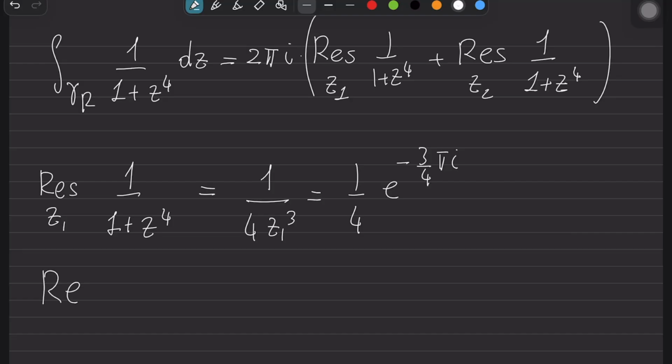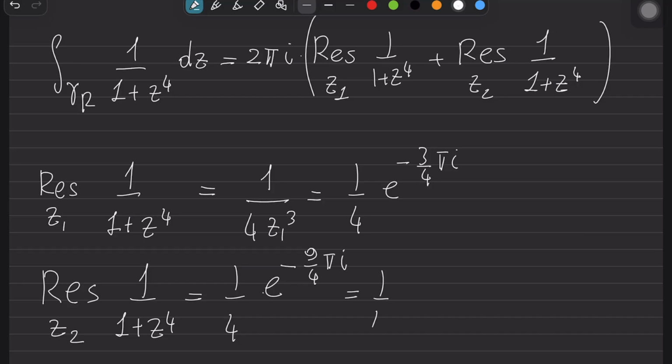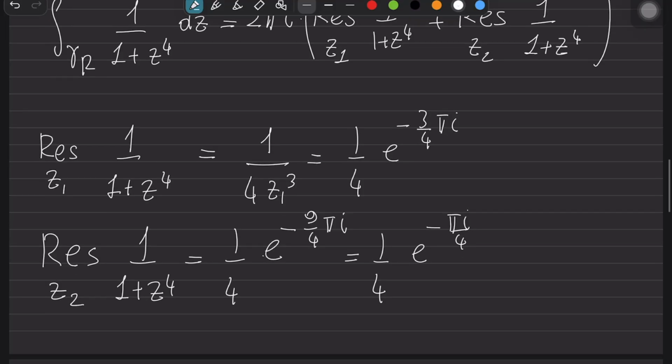Regarding the other point, the residue at z2, we compute in the same way. This is going to be equal to 1 over 4 times e to the negative 9 over 4 pi i, which means that it is equal to 1 over 4 e to the negative pi i over 4, okay? Because e to the negative 2 pi i is equal to 1. Okay, so let's put all of this together.